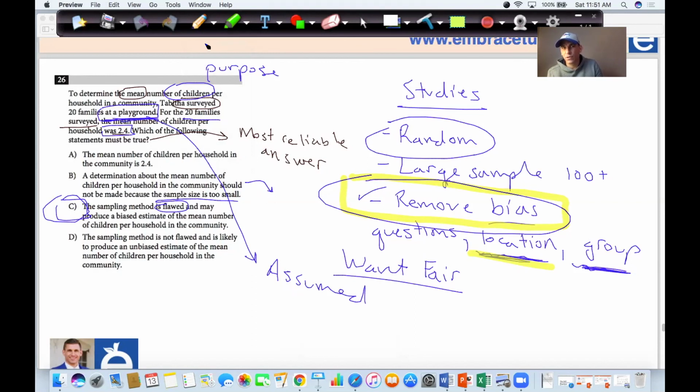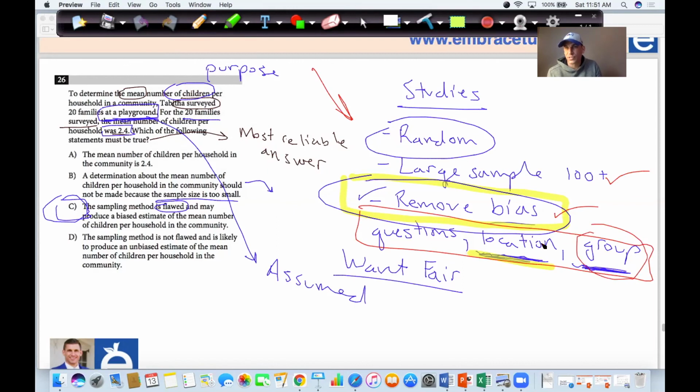But always, whenever you're doing any sort of study or survey question, the moment that you see the word survey is kind of the red flag that this is where your mind goes. You want it to be random, asking a number of different people from various places, with as large a sample size as possible. Do your best to remove the bias, and the bias is generally in the types of questions they ask, the location where they're conducting it, and the group or the individuals that they're asking. Okay? Most of the time, this is the most important thing that the SAT is referring to. So you want to do your best to remove bias.